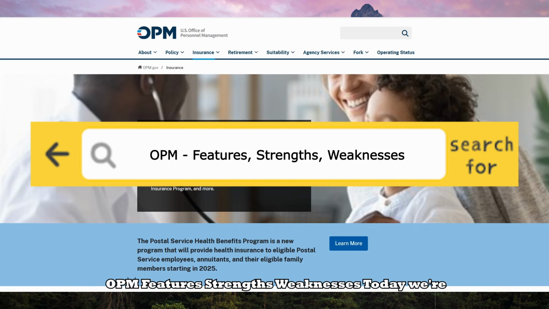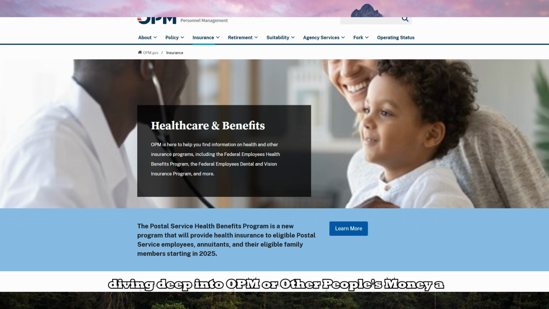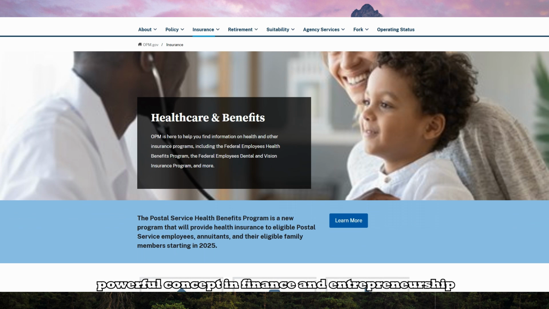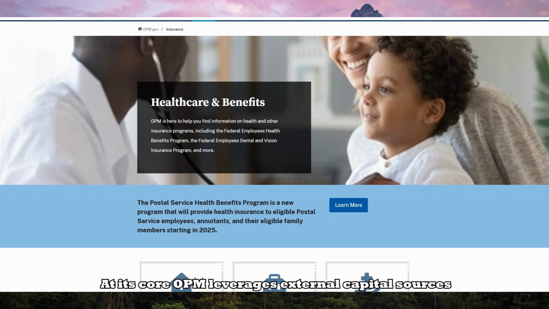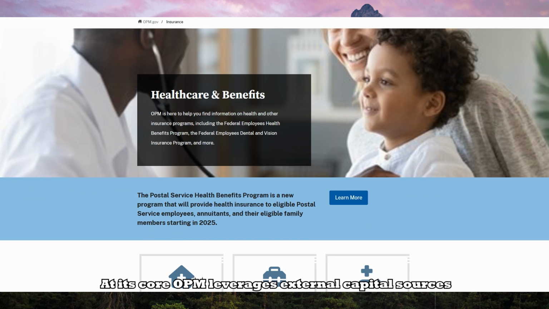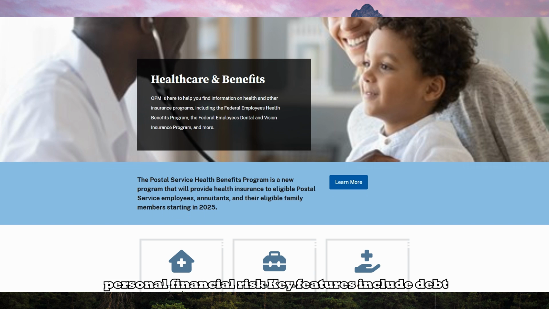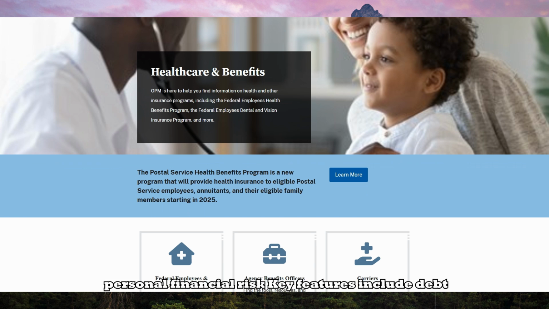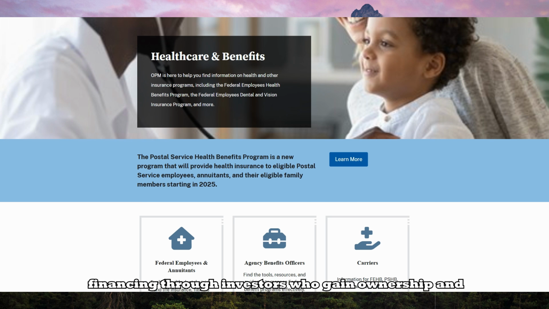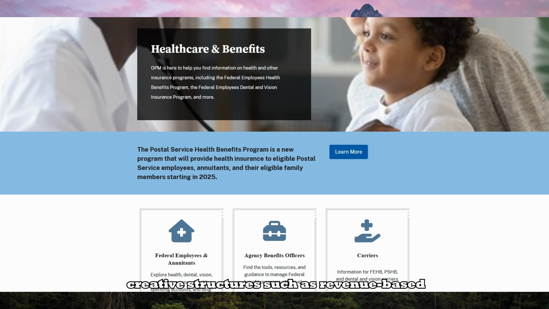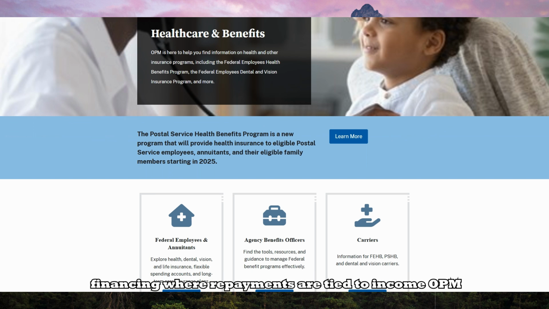OPM, features, strengths, weaknesses. Today we're diving deep into OPM, or other people's money, a powerful concept in finance and entrepreneurship. At its core, OPM leverages external capital sources to fuel investments or ventures, minimizing personal financial risk. Key features include debt financing like loans and credit lines, equity financing through investors who gain ownership, and creative structures such as revenue-based financing where repayments are tied to income.